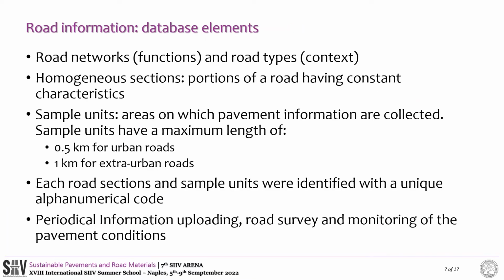The San Marino road network was implemented on a GIS database and divided into networks and road types, then into homogeneous sections with the same characteristics, and finally into sample units. The sample units are as wide as a road lane and have a maximum length of 0.5 km for urban roads and 1 km for extra-urban roads. Each road section and sample unit was identified with a unique alphanumerical code to avoid misleading identifications and analysis in the GIS database. The information uploading, road survey, and monitoring of pavement conditions were carried out periodically.